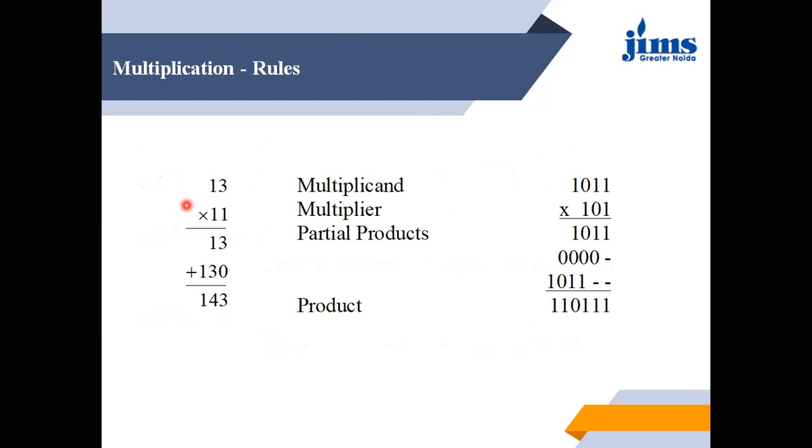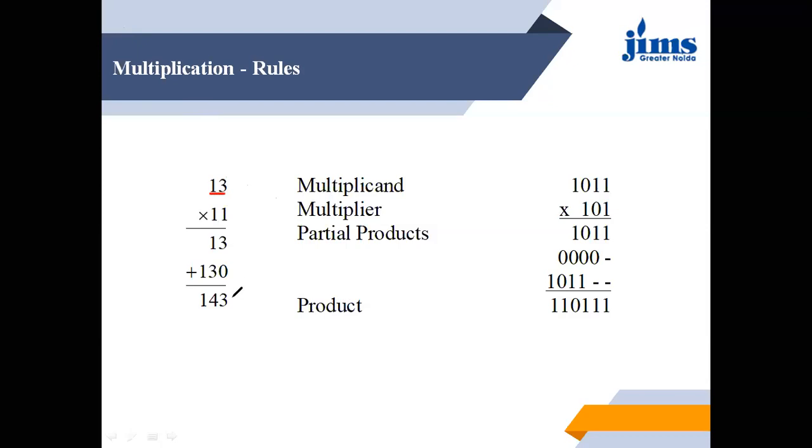Now I will tell you the analogy of the binary multiplication with the decimal multiplication. As in the decimal number, we have multiplicand, multiplier, and final value. So suppose I want to multiply 13 by 11. So 13 is the multiplicand over here, and 11 is the multiplier.